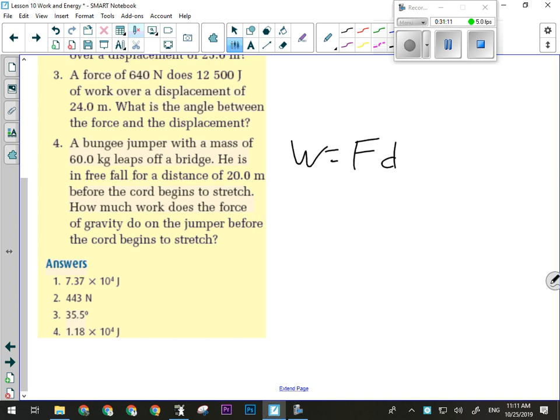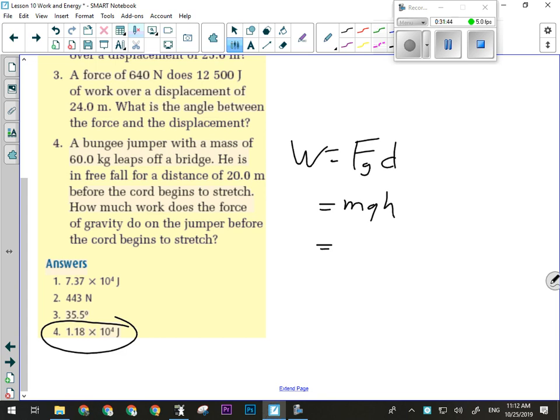But remember, we said since it's gravity that's doing the work, really all we're doing is calculating their potential energy when they were on the bridge. That's really all we're doing here. When you calculate the work done by gravity, you're calculating the potential energy that the object had. So we just take m times g times h, and we're going to get 1.18 times 10 to the 4 joules worth of energy. Now how much work is the bungee cord going to have to do?